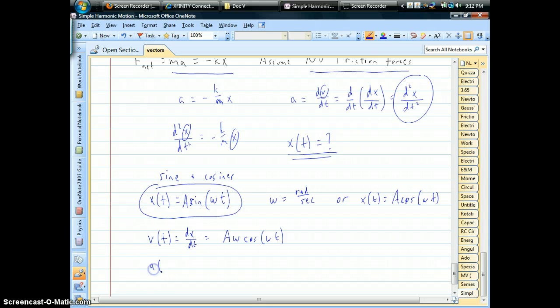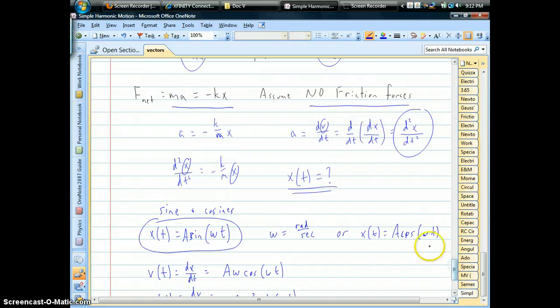We can take another derivative, and let's see, cosine gives us a negative sine. We get another factor of this omega coming out, and we get sine back.